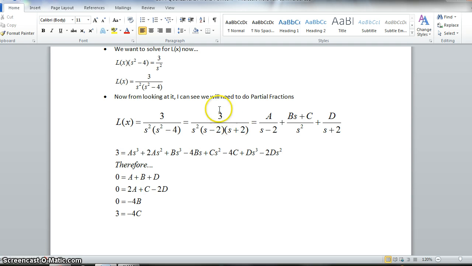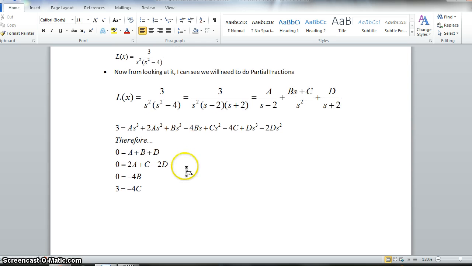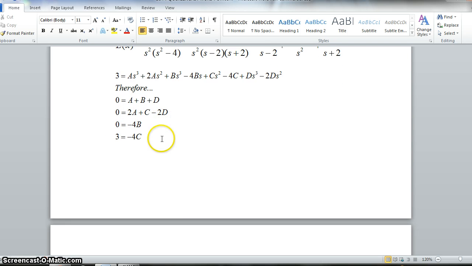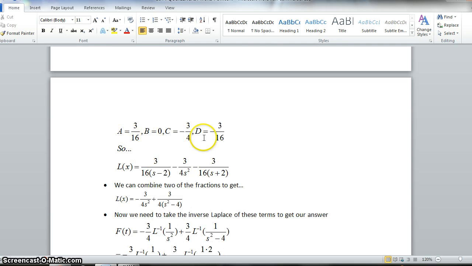And so here is where I'm doing partial fractions, and so it's going to be that 3 over s squared, s minus 2, s plus 2 equals A over s minus 2 plus Bs plus C over s squared. Because it's squared, we have to have 2 terms in the top, plus D over s plus 2. And here I'm evaluating that, which I get the 3 on the top up here, equal to all these terms when we multiply by the other denominators that aren't under the same one. And therefore I get the series of equations, and from these it's pretty easy to solve for the 4 letters.